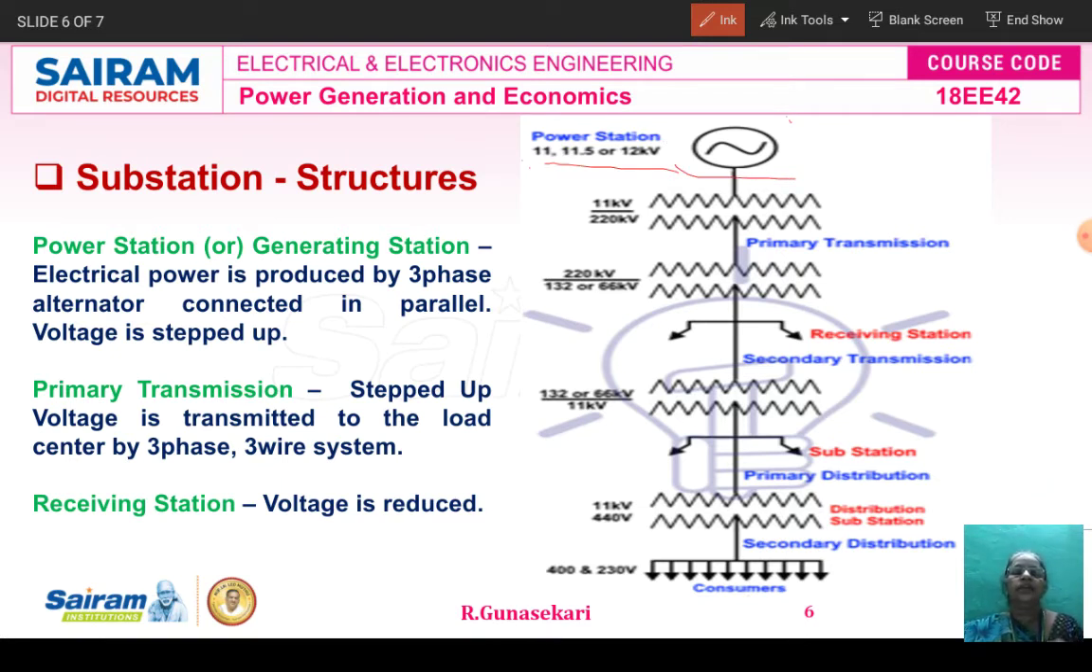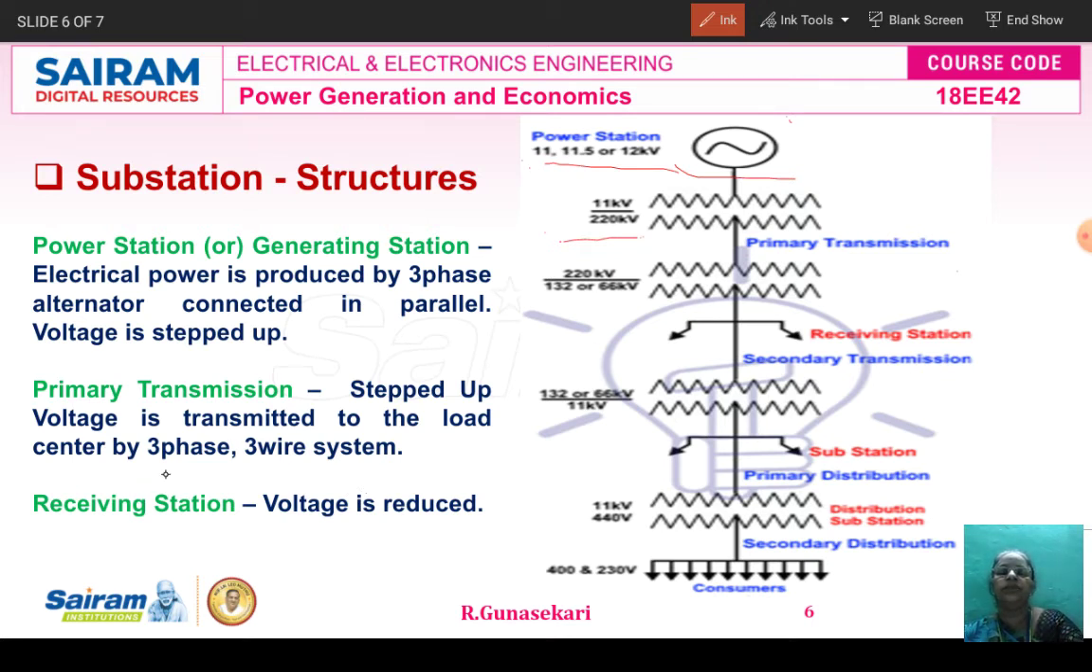And then it is connected in parallel. After that, the voltage is stepped up. What is stepped up? The 11 kV voltage is stepped up to 220 kV. That is nothing but the primary transmission. What is the primary transmission? In the primary transmission, the stepped up voltage, that means the 11 kV stepped up to 220 kV, is transmitted to the load center by the three-phase, three-wire system.